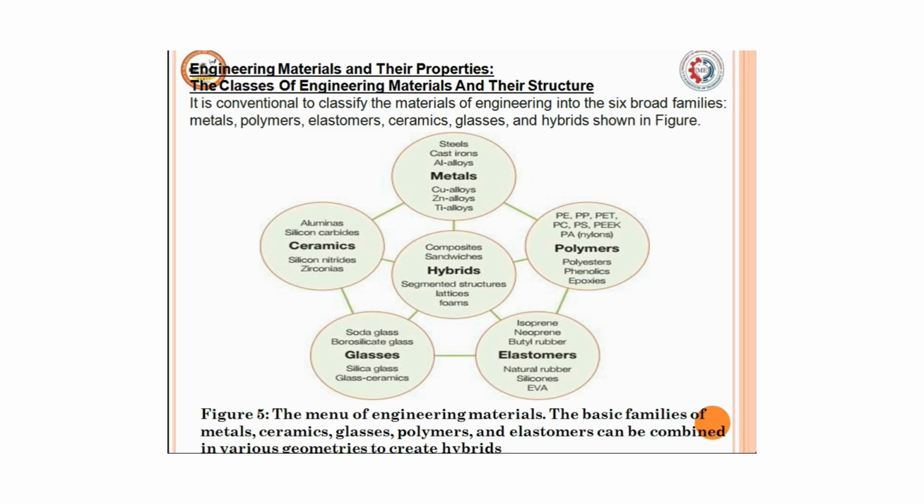Further coming to ceramics, there is alumina, silicon carbide, silicon nitride, zirconias, all come under the ceramic category. When you come to metals, we have cast iron, aluminum alloys, steels, copper, zinc, titanium alloys, which are to be considered as the metals. Like this, these are all the materials which we have in the existing scenario based on the selection.